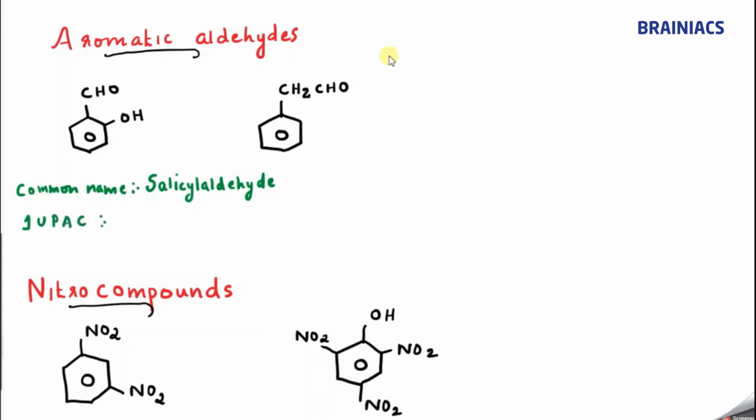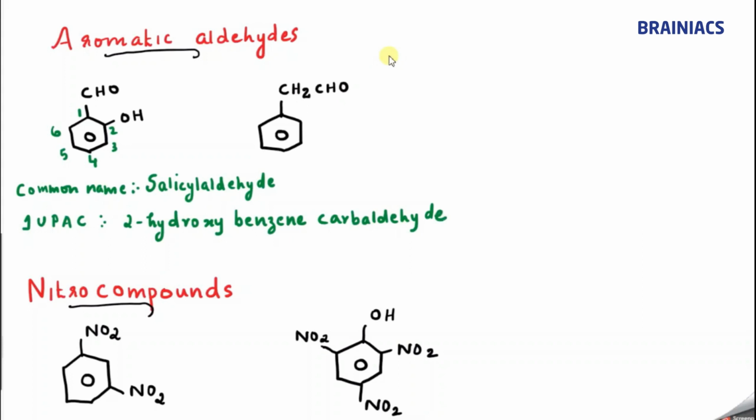Can anybody tell the IUPAC name? Very easy. CHO and OH, who will get the priority? CHO has higher priority. So 1, 2, 3, 4, 5, 6. What is the name of this compound? Now you know that OH will behave like a substituent. 2-hydroxy benzene, either we can say benzaldehyde or more correct is what? Benzenecarbaldehyde, correct? 2-hydroxybenzenecarbaldehyde.